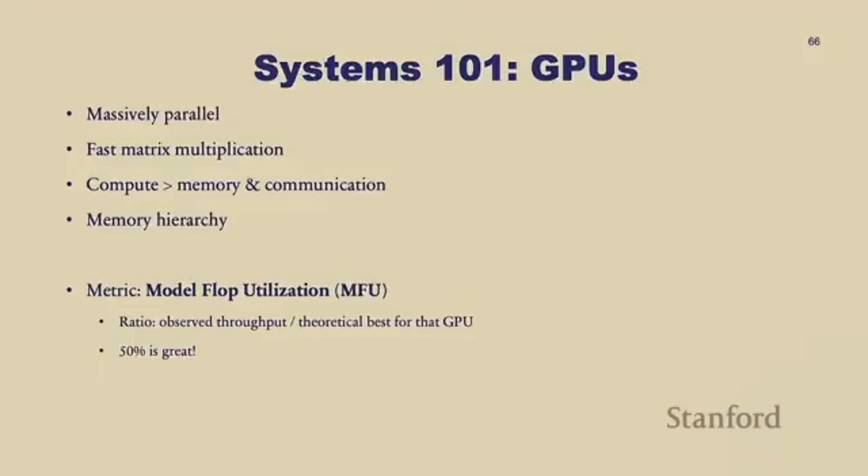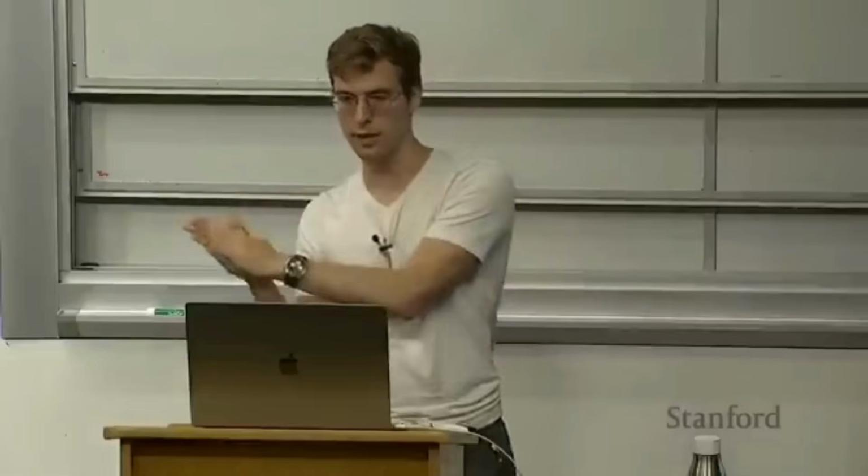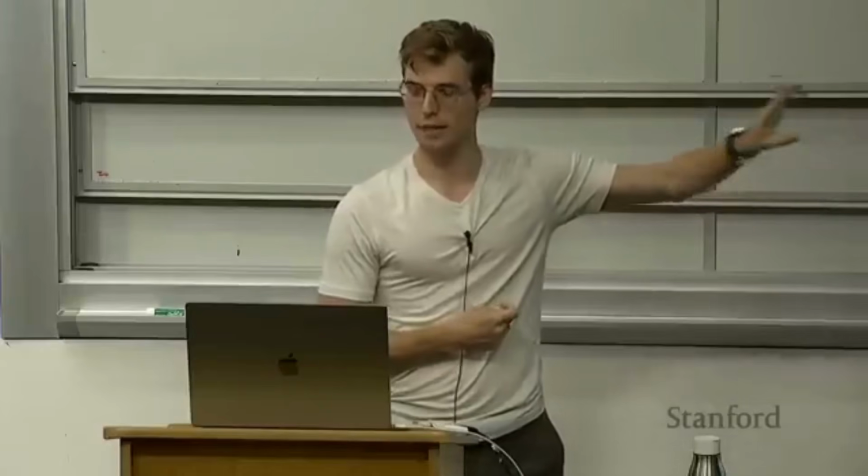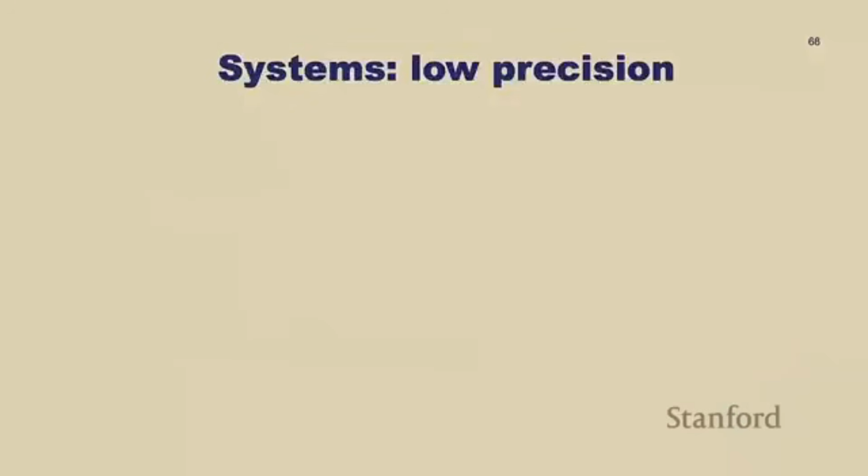I told you about the fact of communication. The metric that people usually look at is model flop utilization. What is the theoretical maximum number of flops per second that the GPU could run at, and you take the observed throughput divided by this theoretical maximum. In general, if you reach 50%, you're very happy. Facebook's Llama, I looked, was at 45% or something like this. That means data doesn't come fast enough, even for these big companies.